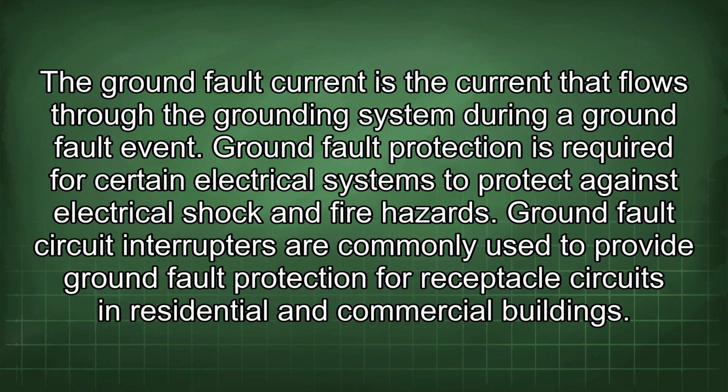The ground fault current is the current that flows through the grounding system during a ground fault event. Ground fault protection is required for certain electrical systems to protect against electrical shock and fire hazards. Ground fault circuit interrupters are commonly used to provide ground fault protection for receptacle circuits in residential and commercial buildings.